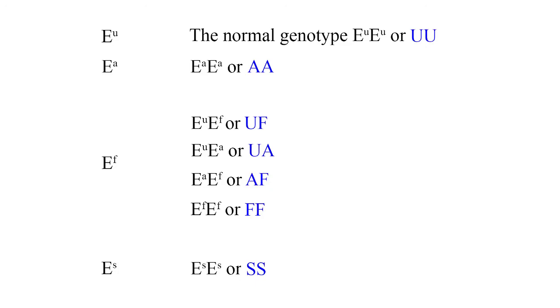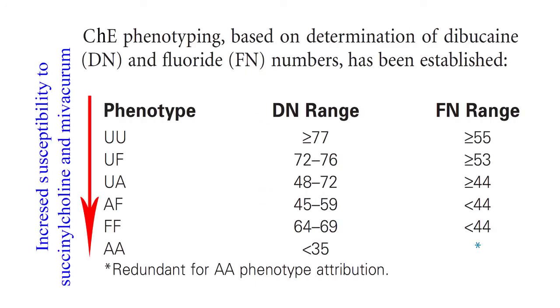Mutations that give rise to the atypical and fluoride resistant cholinesterase variants involve a change in the structure of the active center. The variant enzymes, allozymes, are less effective catalysts than the usual form. Homozygous forms AA and FF are found in 0.3% to 0.5% of the white population. Their incidence among blacks is even lower. In this figure, you see the increased susceptibility of cholinesterase phenotypes to succinylcholine and mivacurium in downward direction.